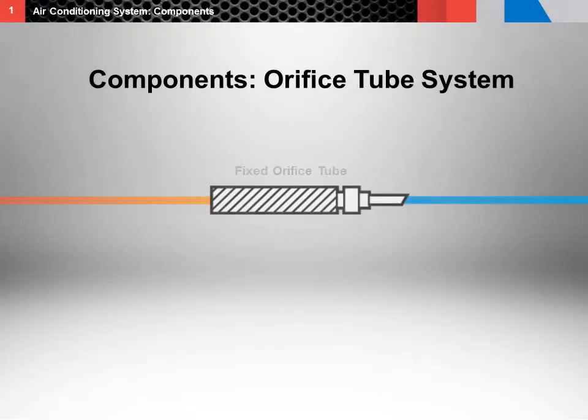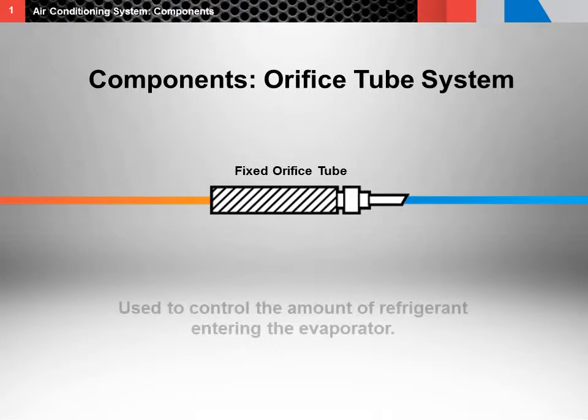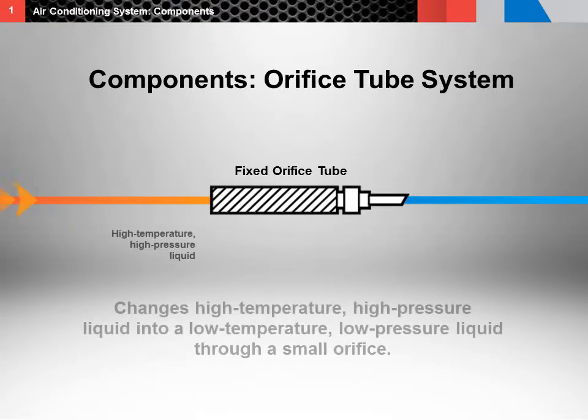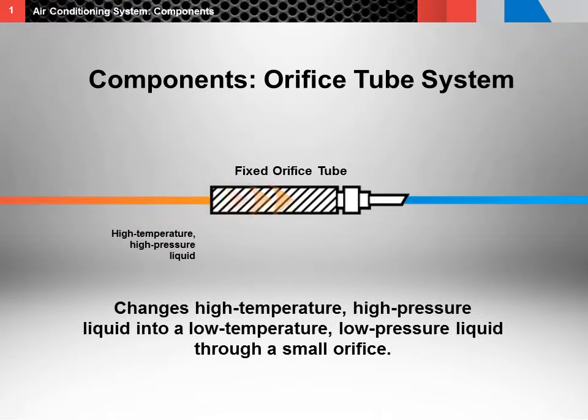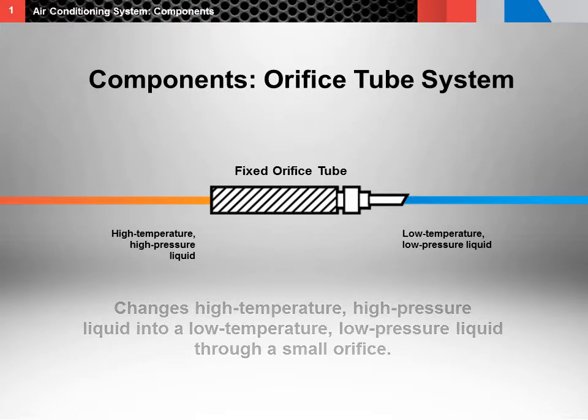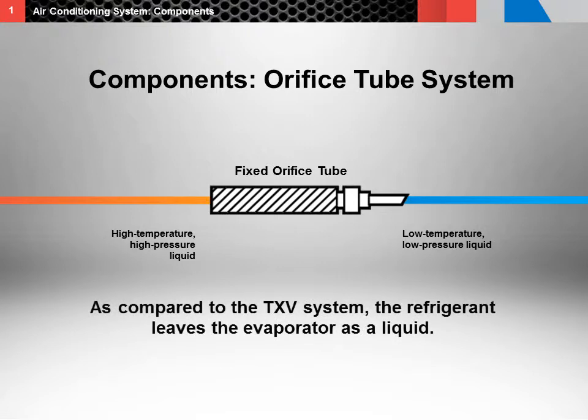Let's start with the orifice tube component. Like an expansion valve, the orifice tube is used to control the amount of refrigerant entering the evaporator. It changes high temperature, high pressure liquid to low temperature, low pressure liquid through a tube that's similarly small to that of an expansion valve. The refrigerant passes through the evaporator and leaves as a liquid.